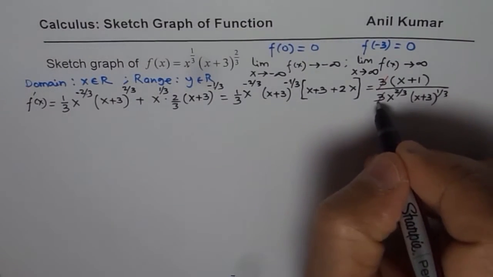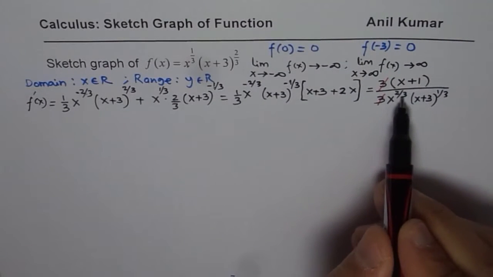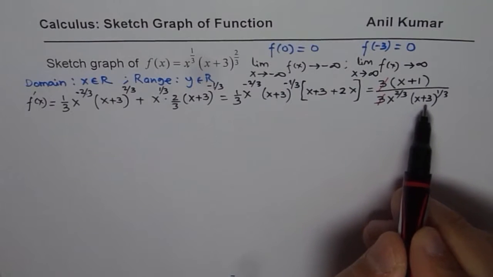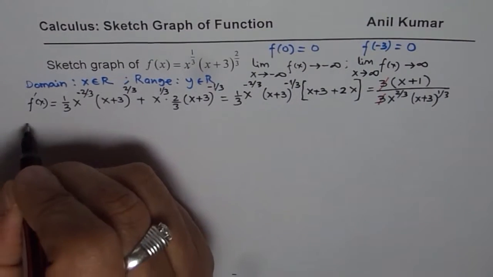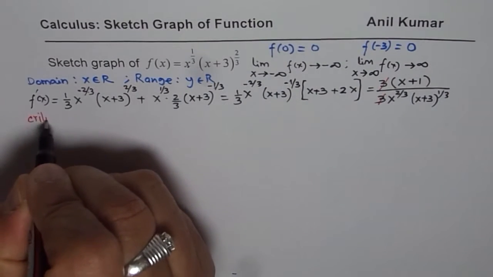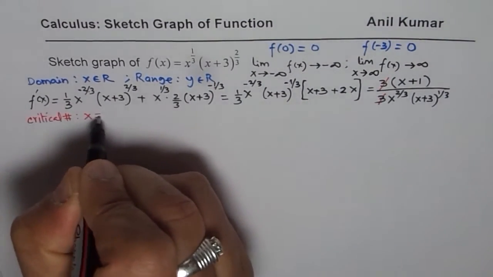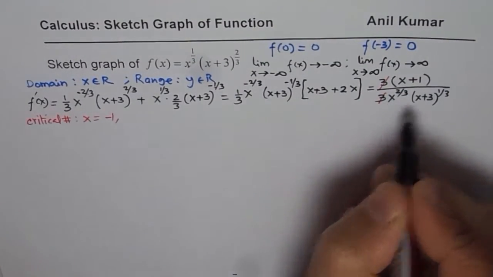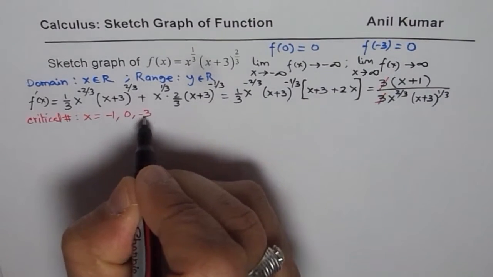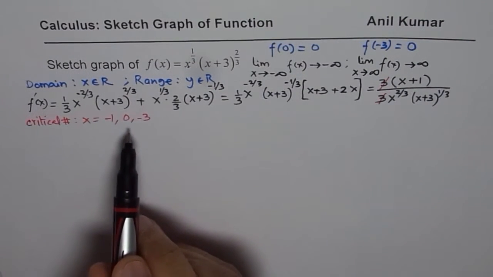Now 3 and 3 cancels. So we have x plus 1 divided by x to the power of 2 over 3 times x plus 3 to the power of 1 over 3. From here, we get some critical points, right? Critical numbers for us are at x equals minus 1 from the numerator. From the denominator, 0 and minus 3. So we'll analyze these critical numbers now.